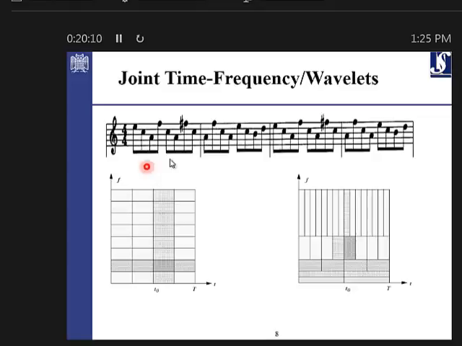So looking at this graph, the musical note graph, we get the intuition that it's just like to have a two-dimensional representation over time and frequency with some divisions or windows in the time and over the frequency.